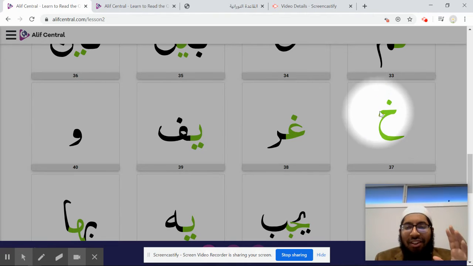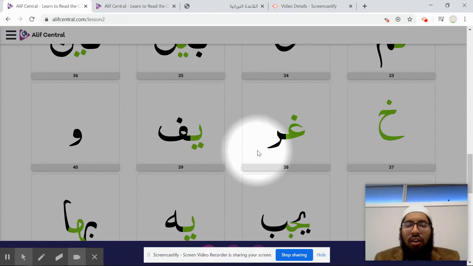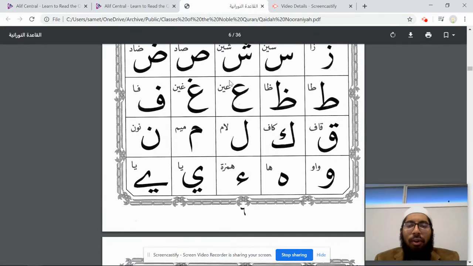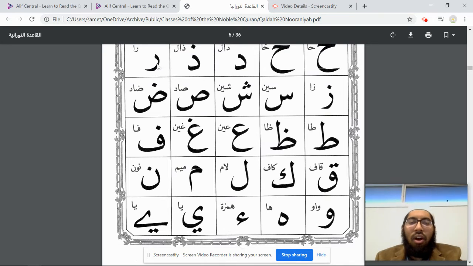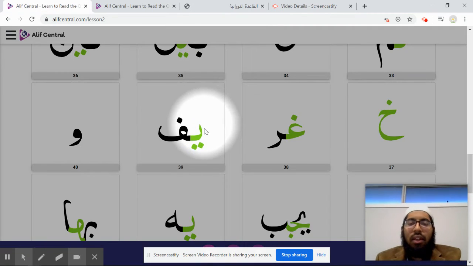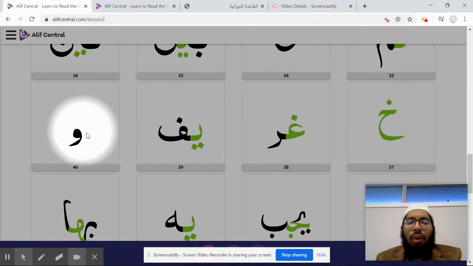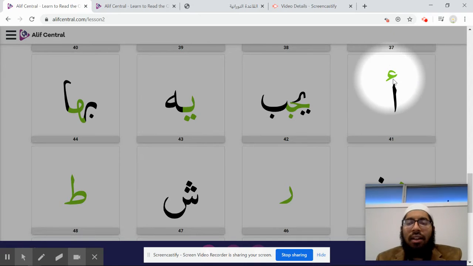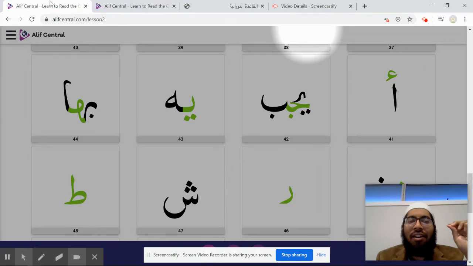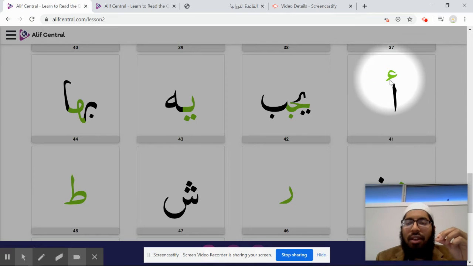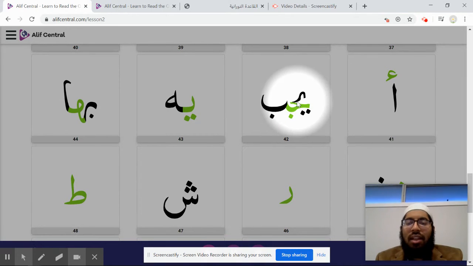Kha, ghain, ra. We will show you where ghain is. This is ghain, and this is ra. Ya, fa. Hamza, remember, is that baby letter that we talked about? This one. And Hamza sits on a chair. It sits on a car. We won't read the alif, we'll just read Hamza.